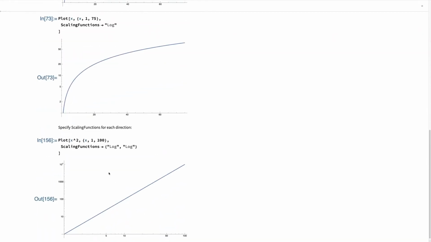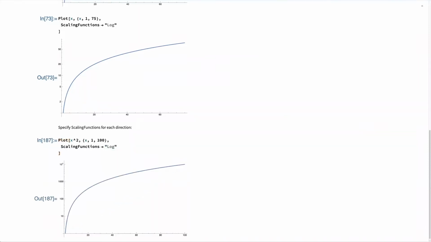Right. And again, I really want to emphasize that the scaling functions can be applied in different directions. And we do have shorthands. When you just specify log here, this is for plot, it is automatically on the y direction. For different plots, these shorthands have different settings, but mostly they are on the y direction or the z direction.